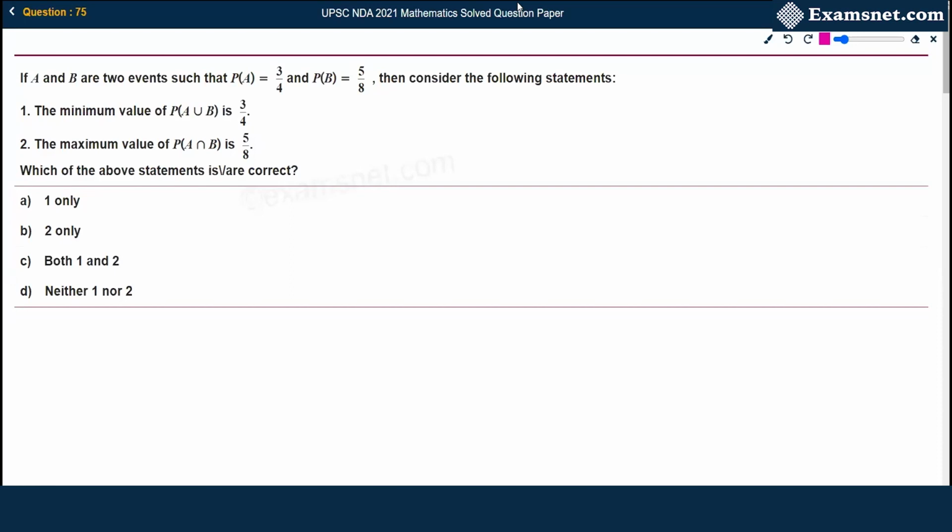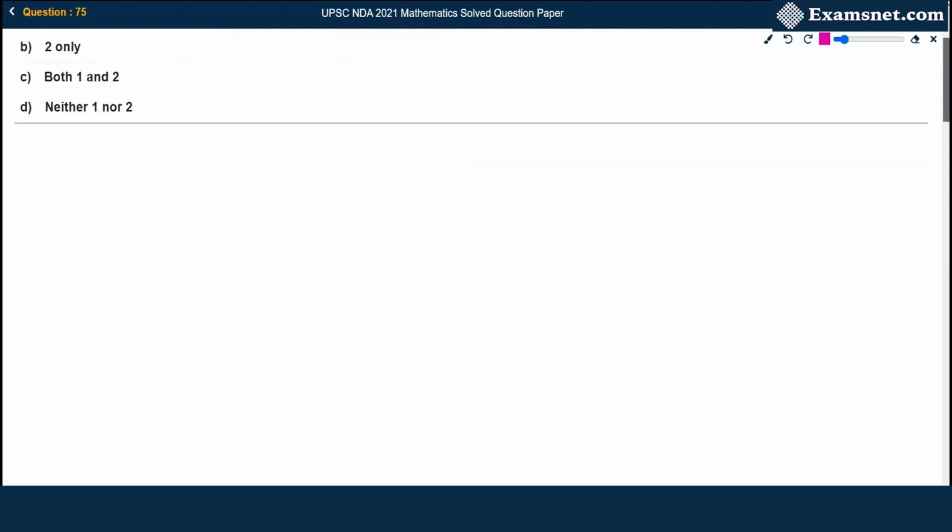In question number 75, it's given that A and B are two events such that probability of A equals 3 by 4 and probability of B equals 5 by 8. Then consider the following statements. The minimum value of probability A union B is 3 by 4. The maximum value of probability A intersection B is 5 by 8. Which of the above statements is or are correct?